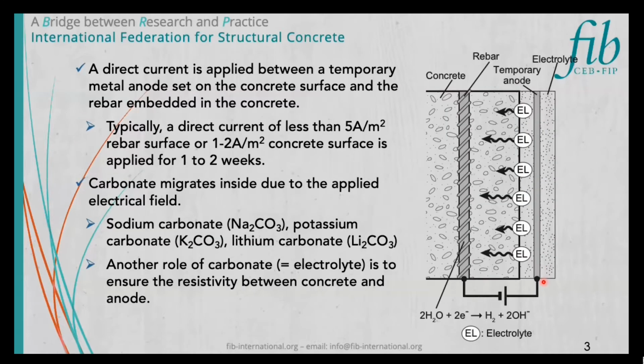This diagram illustrates the principle of realkalisation. A direct current is supplied by a DC source and applied between a temporary metal anode set on the concrete surface and rebar in the concrete member. Typically, a direct current of less than 5 amperes per square meter of rebar surface, or 1 to 2 amperes per square meter of concrete surface, is applied for 1 to 2 weeks.